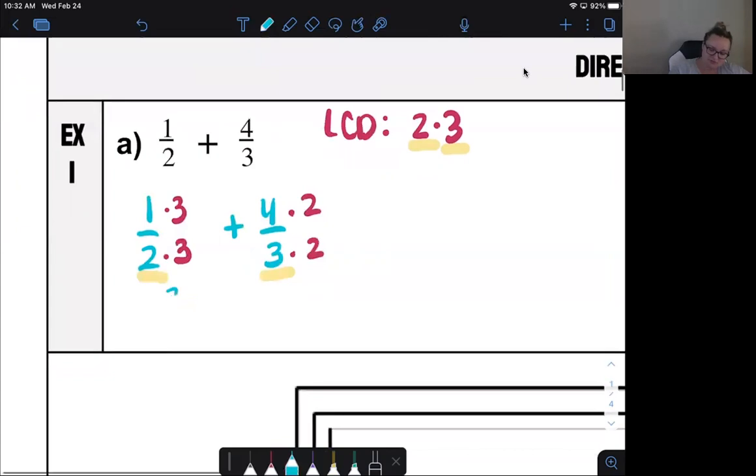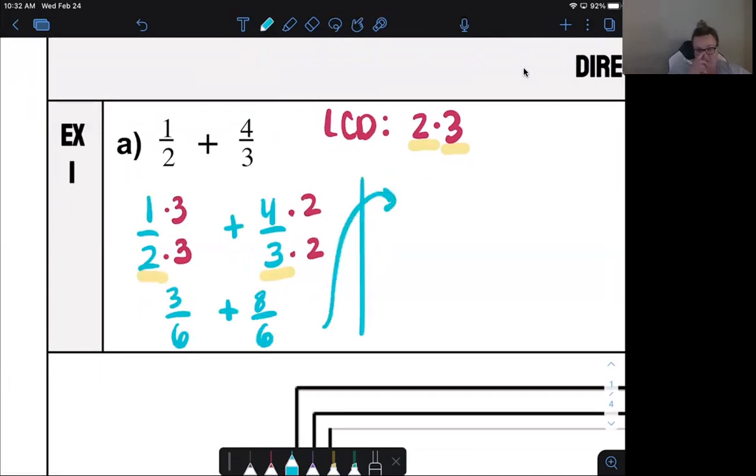So 1 times 3 is 3, 2 times 3 is 6, 4 times 2 is 8, 3 times 2 is 6. Now our denominators are the same. So I can go ahead and add the numerators. So 3 plus 8 is 11, and we get 11/6 as our final answer.